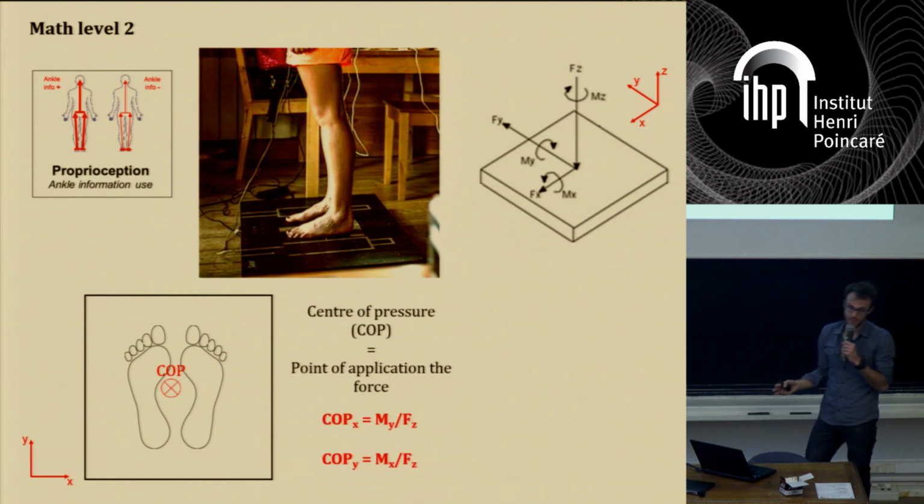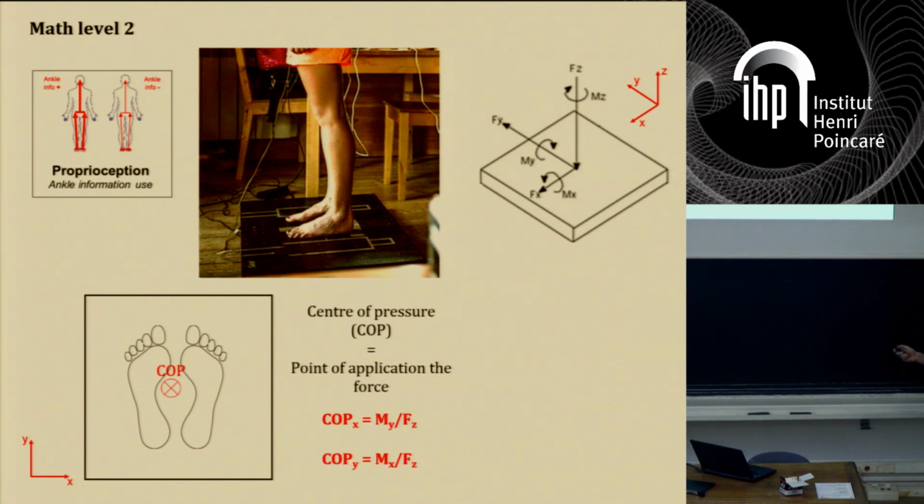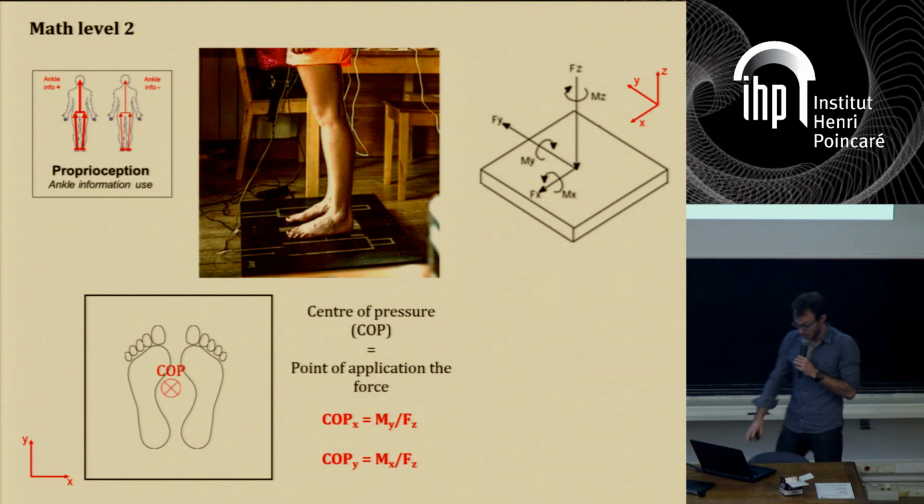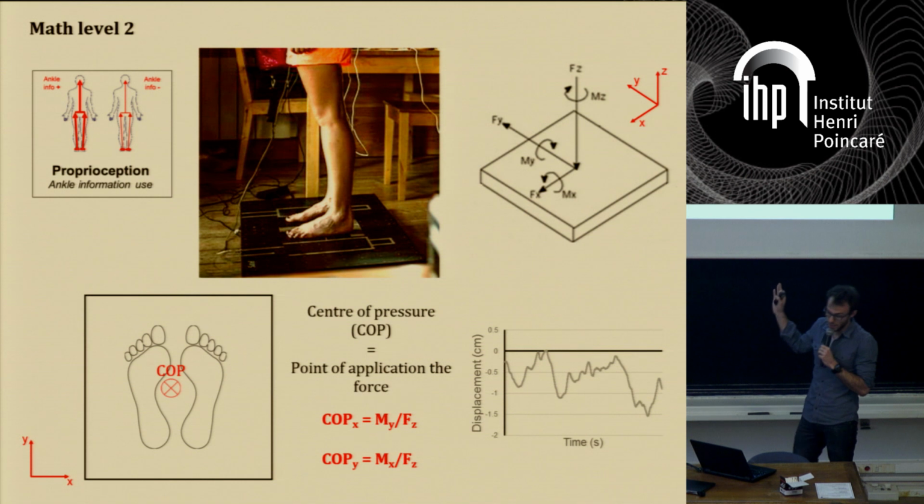How do we do that? Pretty simple mathematics. We want to calculate the x direction center of pressure and the y dimension. We just have to divide a moment by the vertical force, and we have the coordinates. And after that, we have some graphs like that.